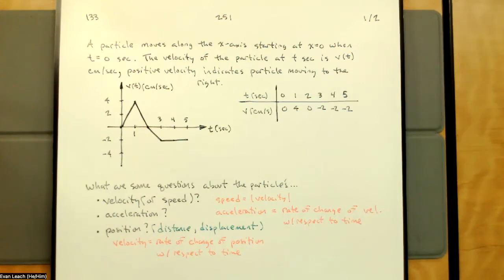And we can see from between 3 and 5 seconds, we would say that the particle is moving with constant velocity. So what's the acceleration? 0. Because the velocity is not changing, so the acceleration is 0.